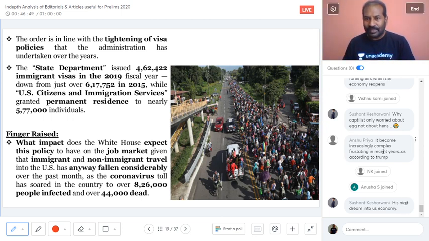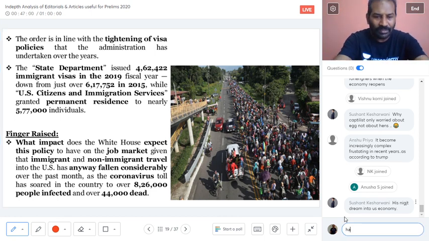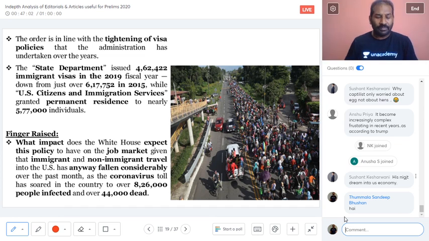And Anshupriya says it has become increasingly complex and frustrating in recent years, according to Trump. Okay, his night dream for the US economy. Fine. Before I get into the next topic, a very big hi to everyone. I think Pratham Chavan has got the point. How is this policy related with the current oil price drop? Not really.